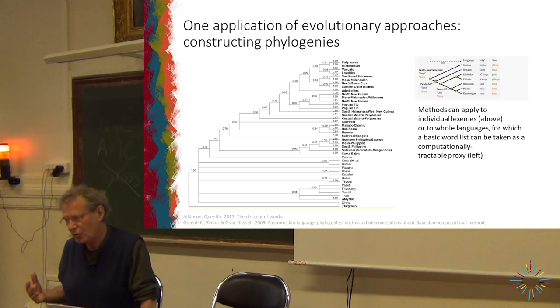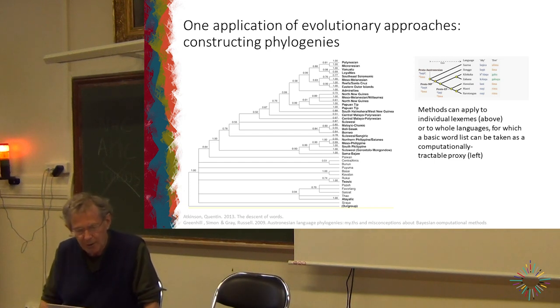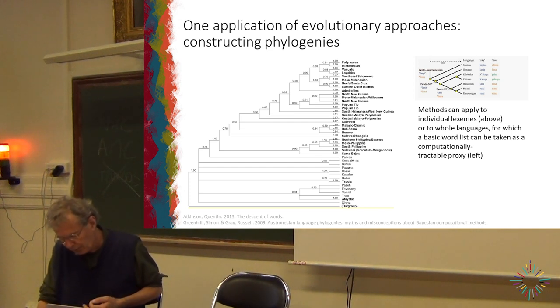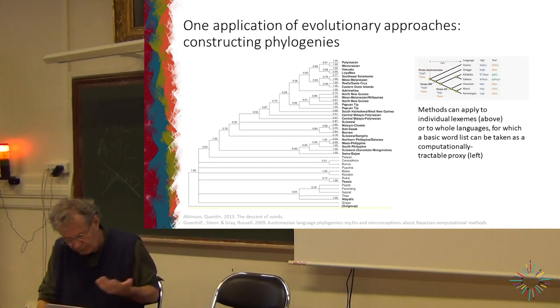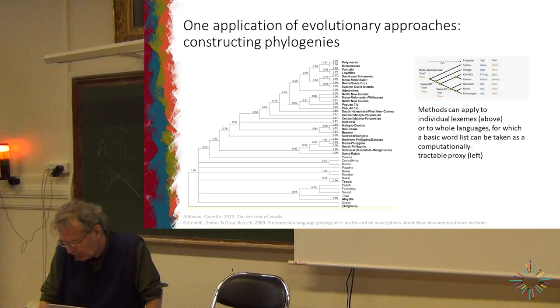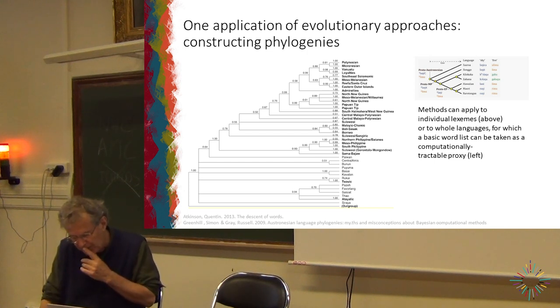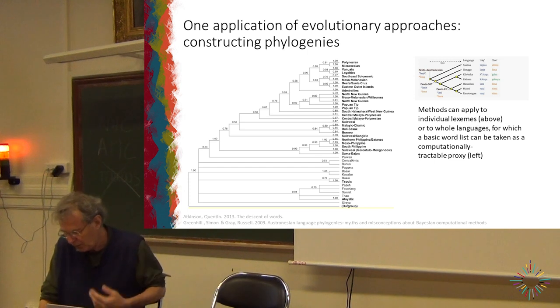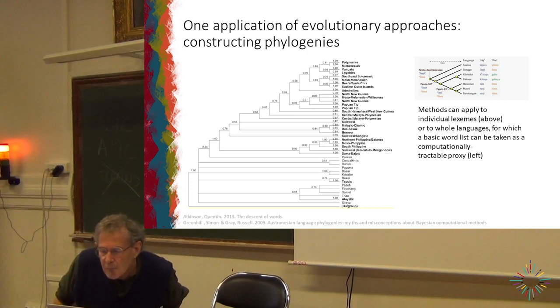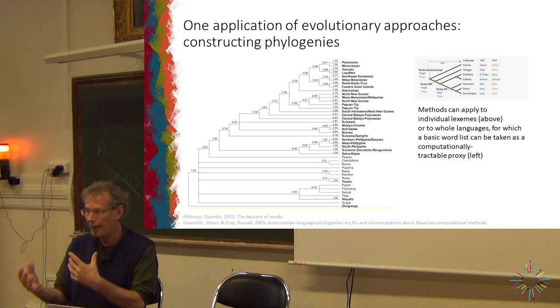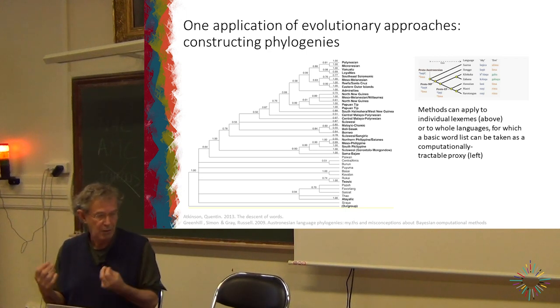I'm not going to really talk much about that in this course. It's a well-known application of evolutionary approaches. So here on the left is a phylogeny of Austronesian constructed in a classic paper by Simon Greenhill and Russell Gray. And then on the right-hand side, something from another article by Quentin Atkinson, asking what was the Proto-Austronesian word for, can't even read it, is it sky, I think? Sky, yeah. So you can apply those principles to individual words and do it.